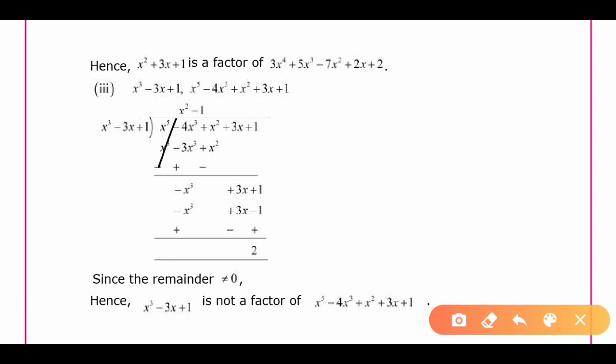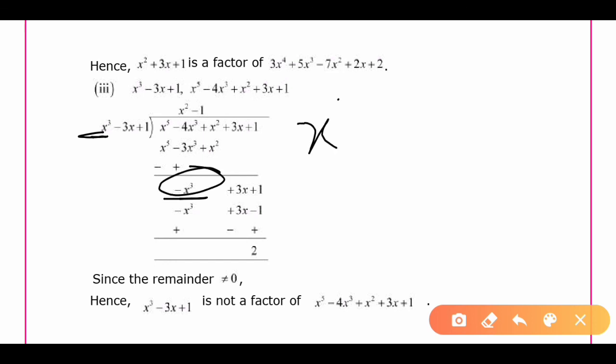This will be cancelled out, and here we'll get minus x cube, and this one will also be cancelled out, and the remaining term 3x plus 1, we will use it as it is. Clear? Now again we will perform the division operation. This time we have x cube and here also x cube, but here we have negative sign.